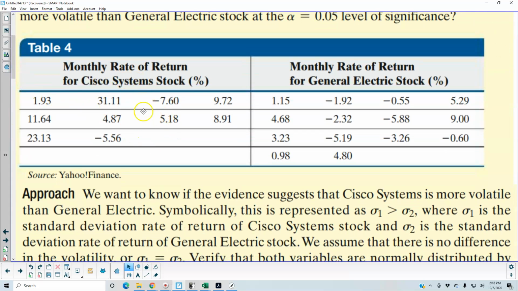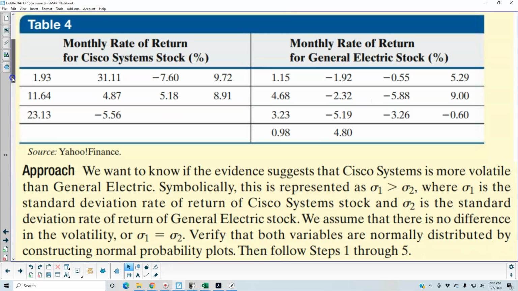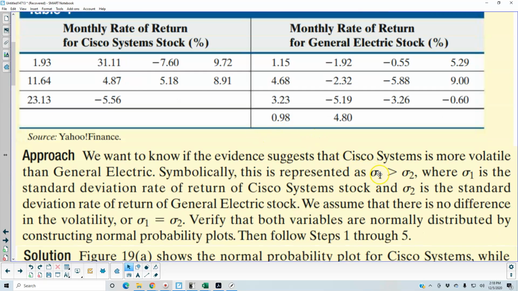So here is our data for Cisco, and then here's our data for General Electric. Now, what we want to know is if the evidence suggests that Cisco Systems is more volatile than General Electric. Symbolically, this is represented by the population standard deviation of Cisco Systems, population 1, being greater than the population standard deviation of population 2, which is General Electric stock.